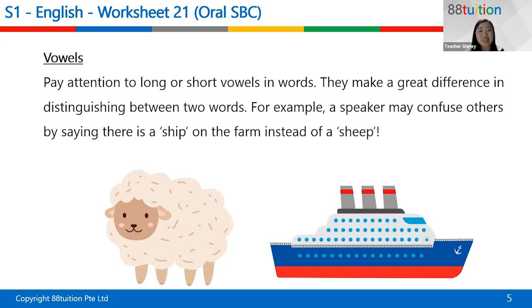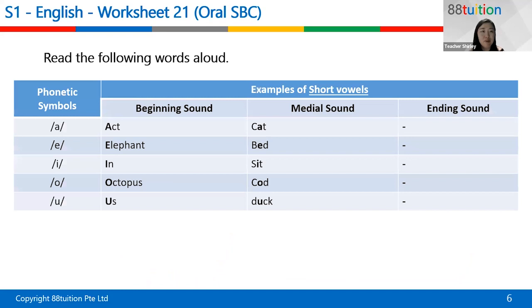Okay, the vowel sound is one that is long. The sheep, the E sound is a long vowel. Now the ship on the sea, that is a short E sound. But the sheep at the farm is a long E sound. Okay, so these are basically your phonetic symbols for your vowels.